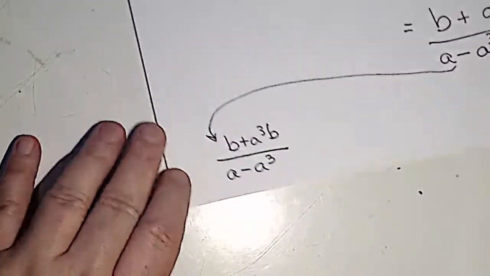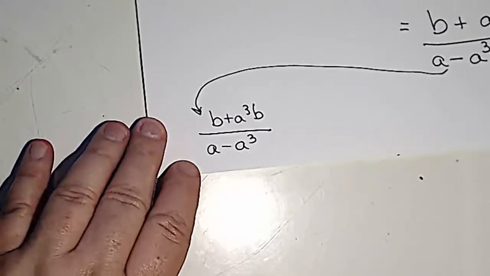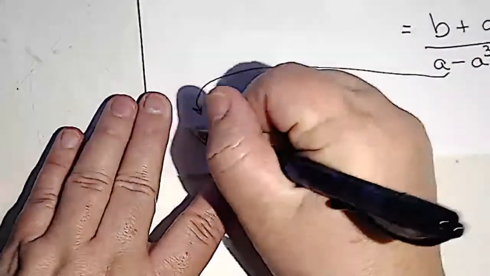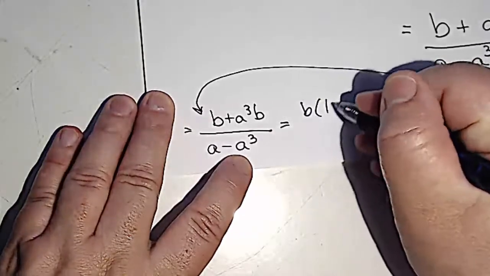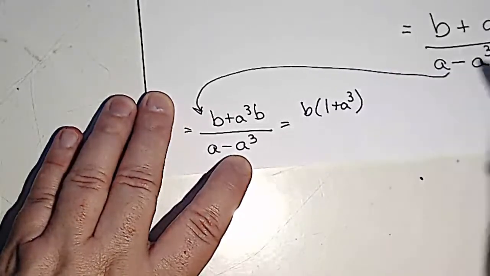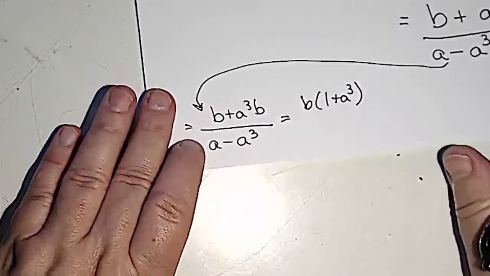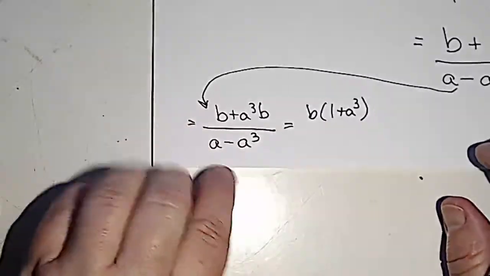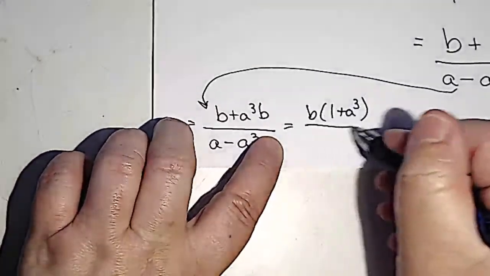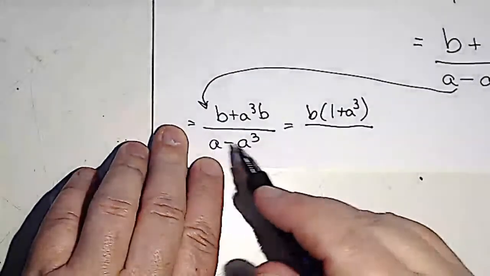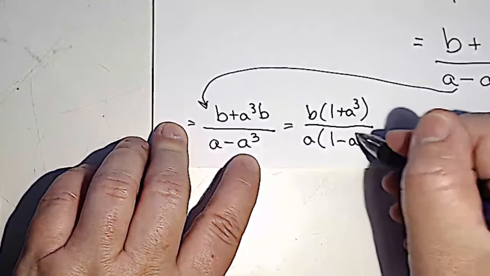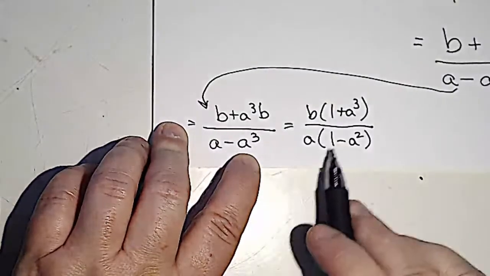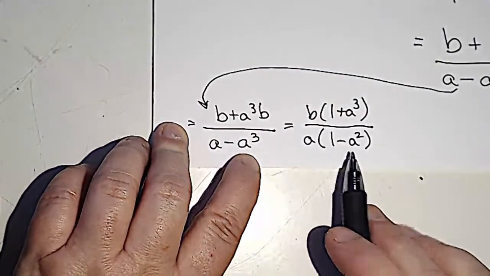Okay, so let's come down here and let's see if we can. Okay, b plus a cubed b, there's a common b. Oh no, 1 plus a cubed. Our heart sinks because we know what that means. That's a sum of two cubes. Stupid cubes. Okay, let's go down to the bottom. I got to factor out an a, 1 minus a squared. Oh no, 1 minus a squared is a difference of two squares.